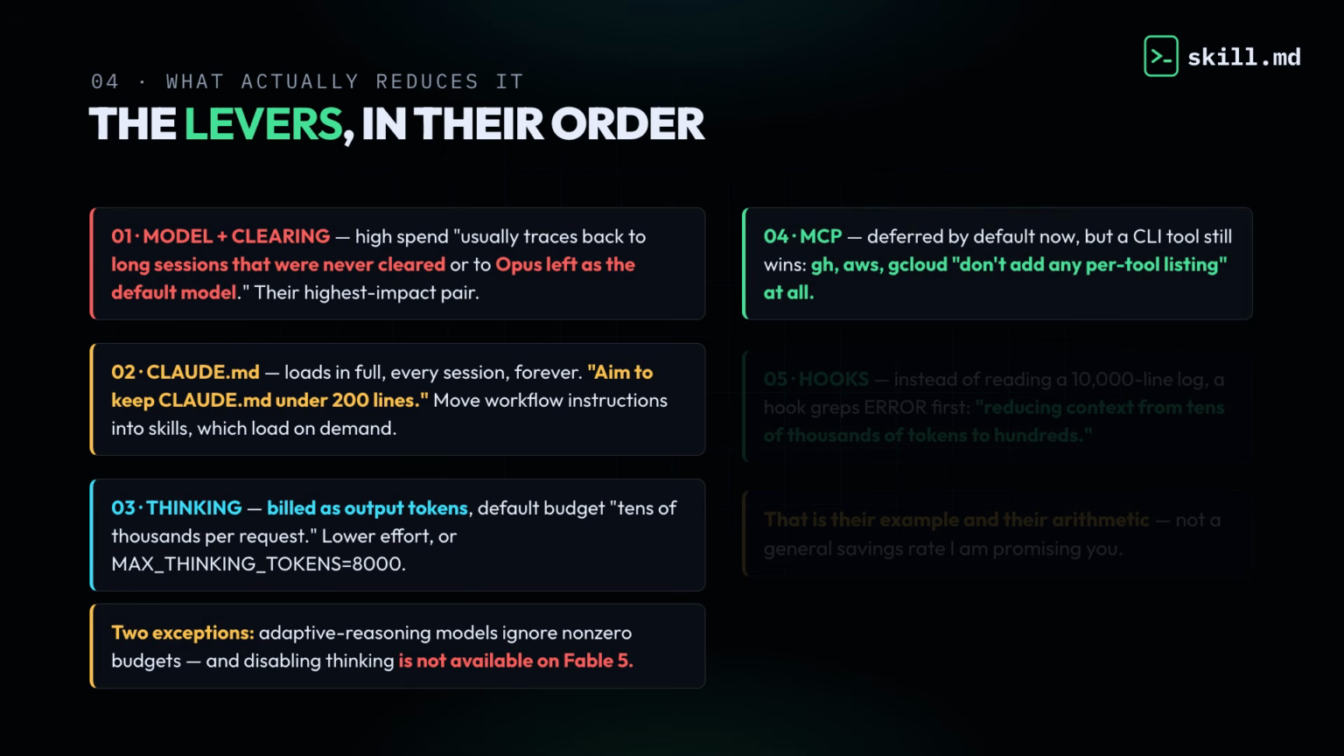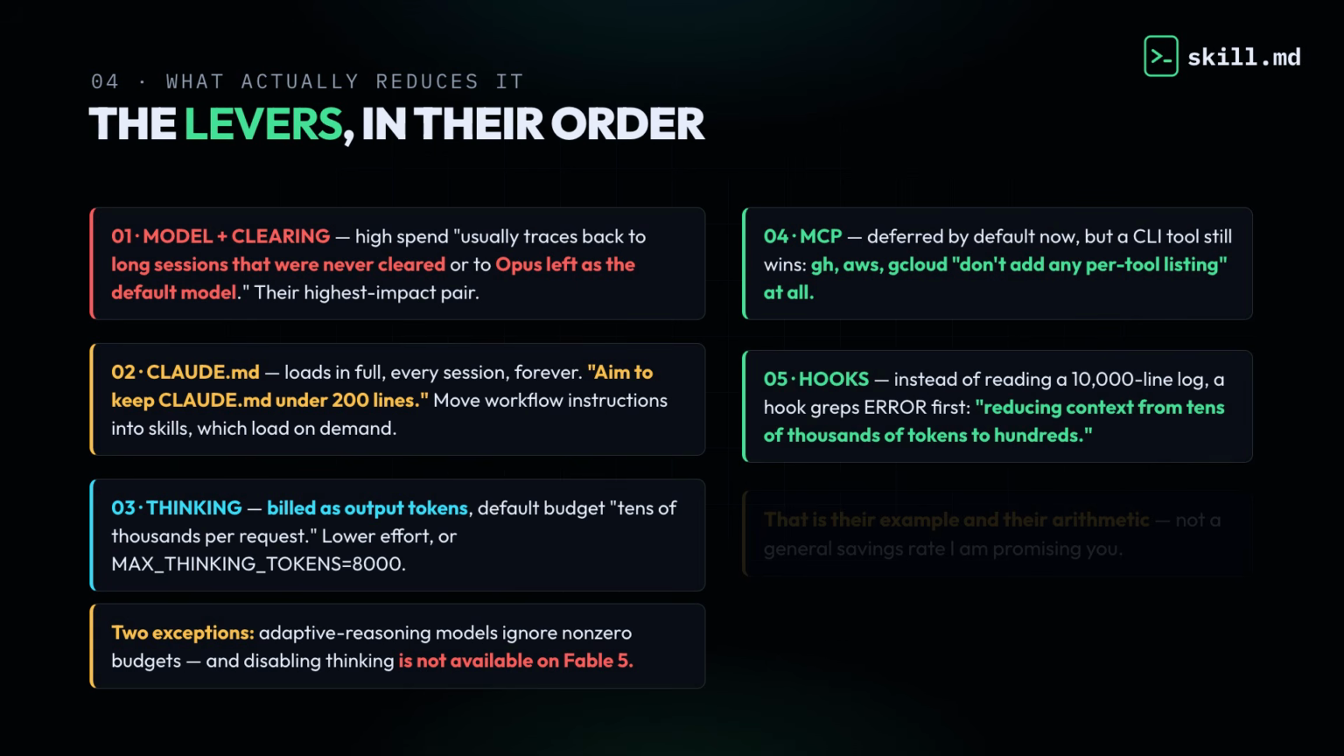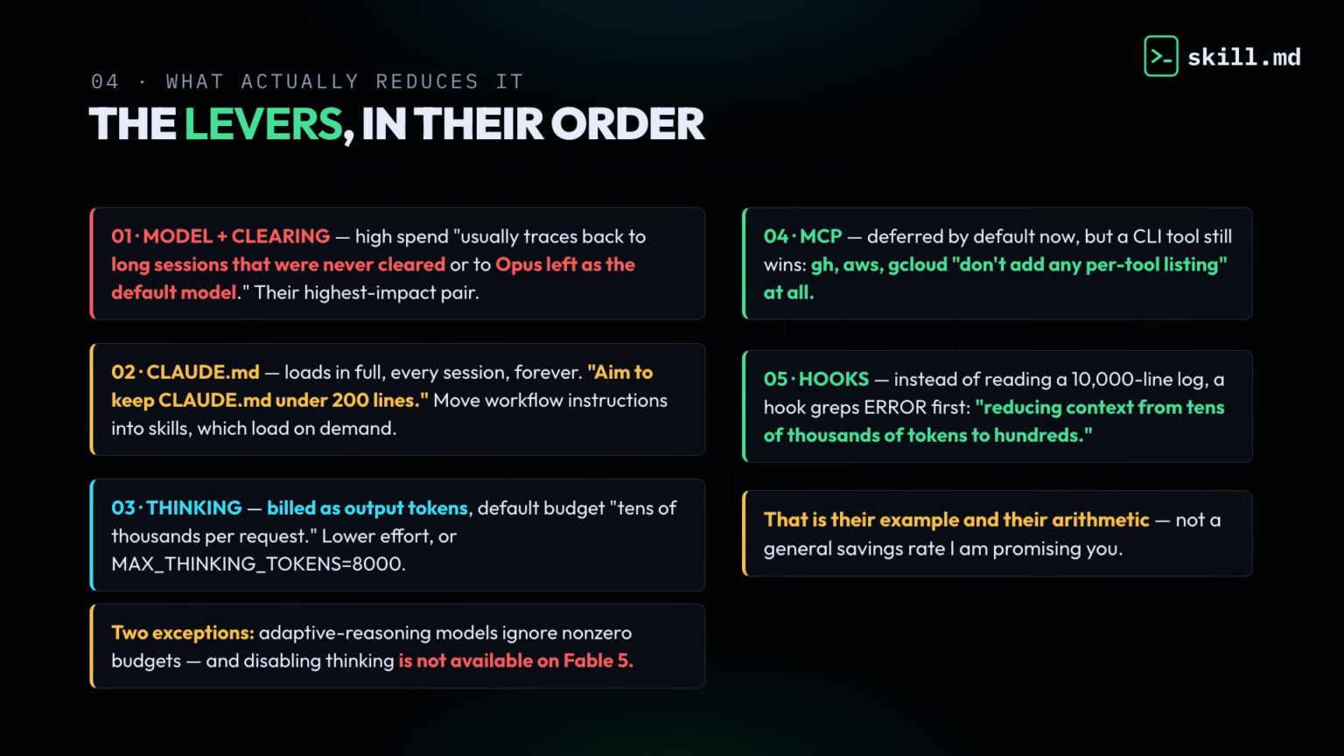And the sharpest one: offload work to a hook. Their example, instead of Claude reading a 10,000 line log, a hook greps for error first, reducing context from tens of thousands of tokens to hundreds. That's their example and their arithmetic, not a general savings rate I'm promising you.